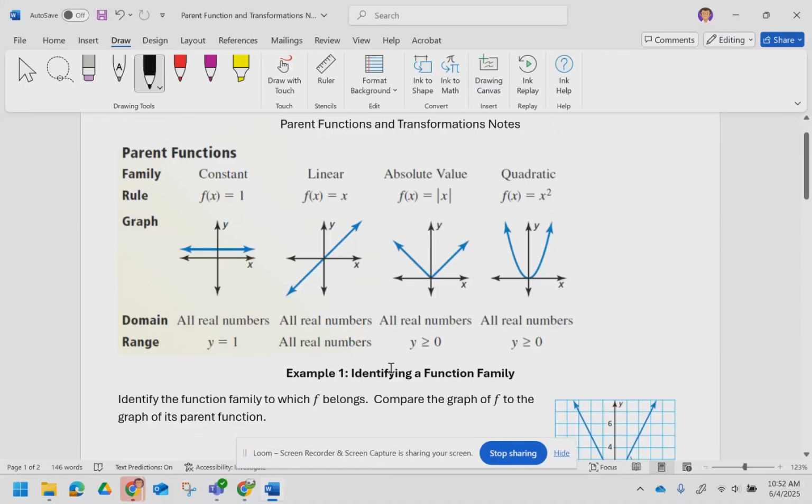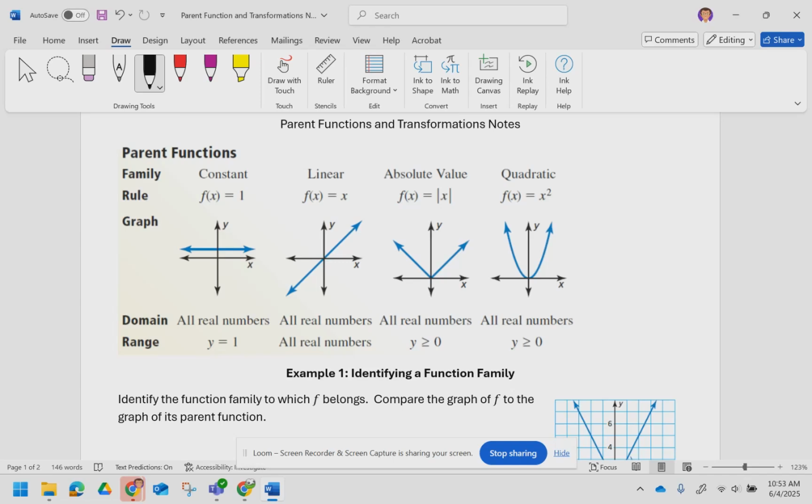So a family function is any grouping of functions that all have a specific trait to them. And the parent of that function is the most basic form of that. So we're going to take a look at different families. We're going to look at what the parent looks like, and then we're going to see what traits we're looking for within those families. And we'll go from there. So let's take a look at this.